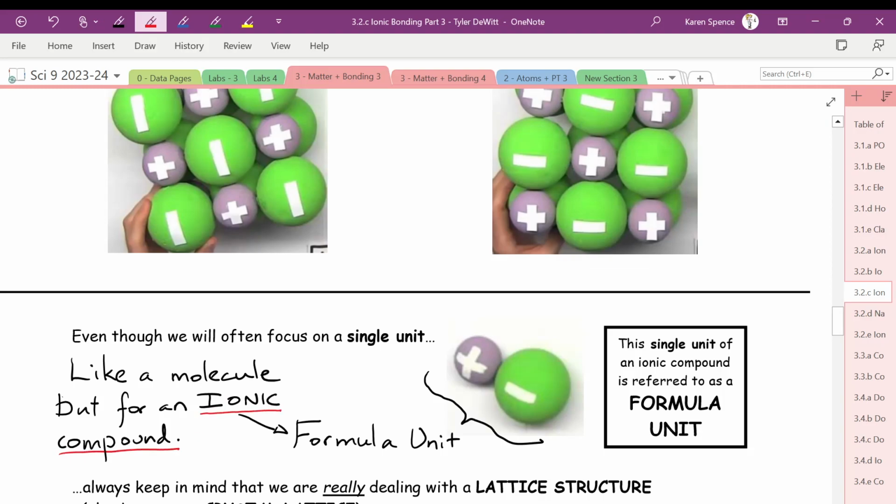And how do you know that you have an ionic compound? What two things have to come together to give us an ionic compound? Tell your partner. Max? A metal and a non-metal.